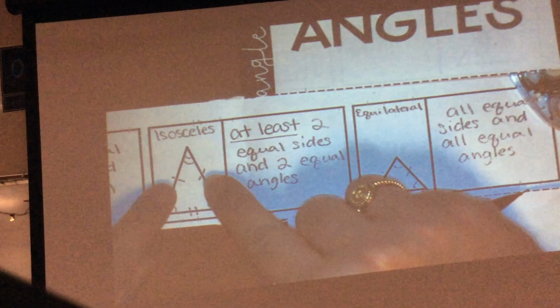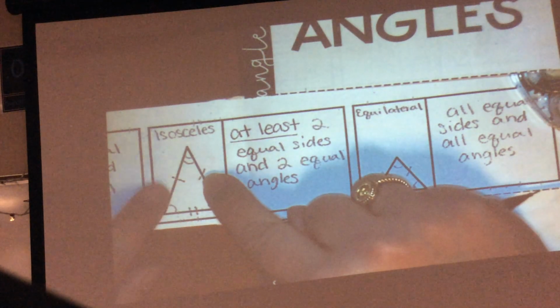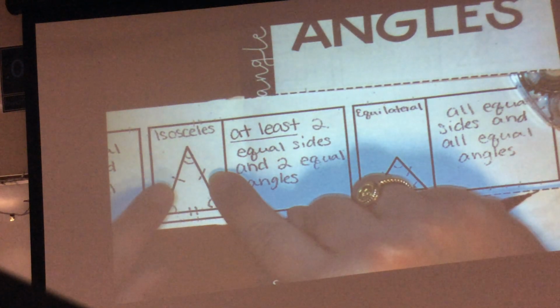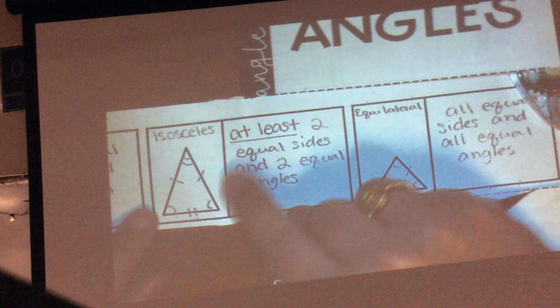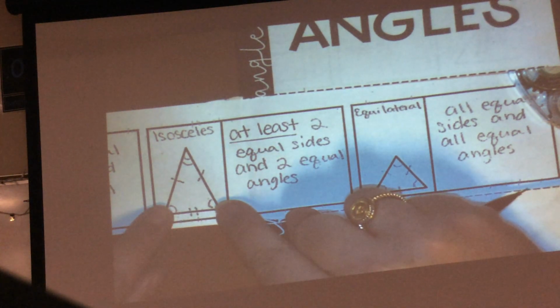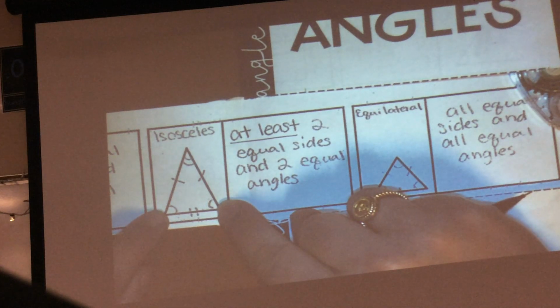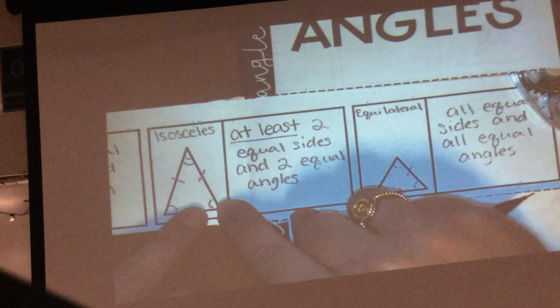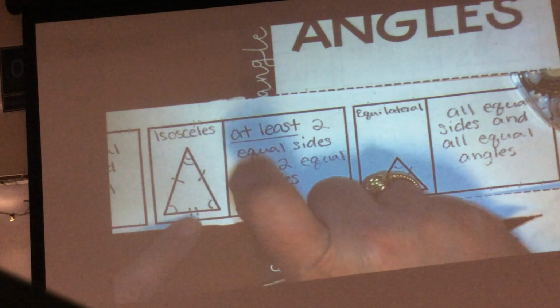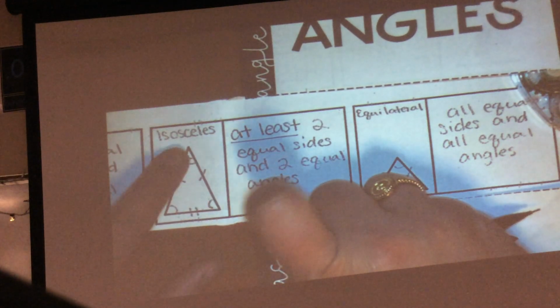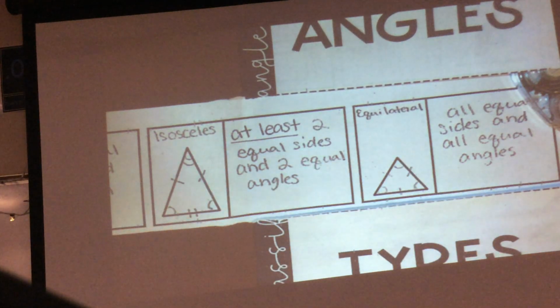So you see how these 2 have 1 mark, 1 mark. That shows that these 2 are equal. Then I have this angle has 1 mark, this angle has 1 mark. That means that these are the same, equal, right? This is different and this is different. So this is different than those.